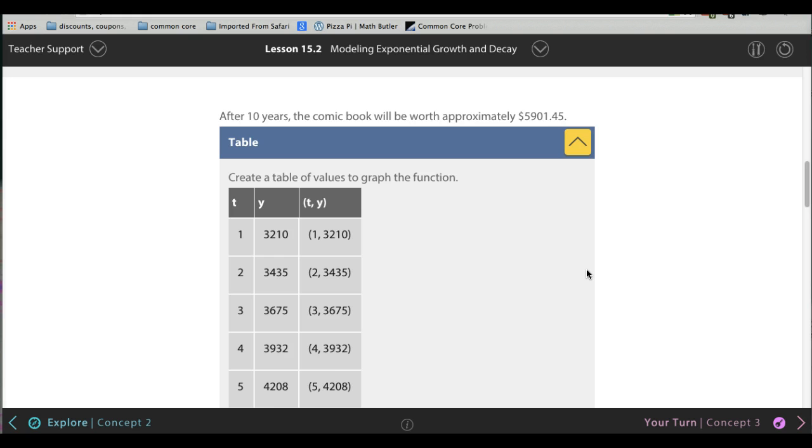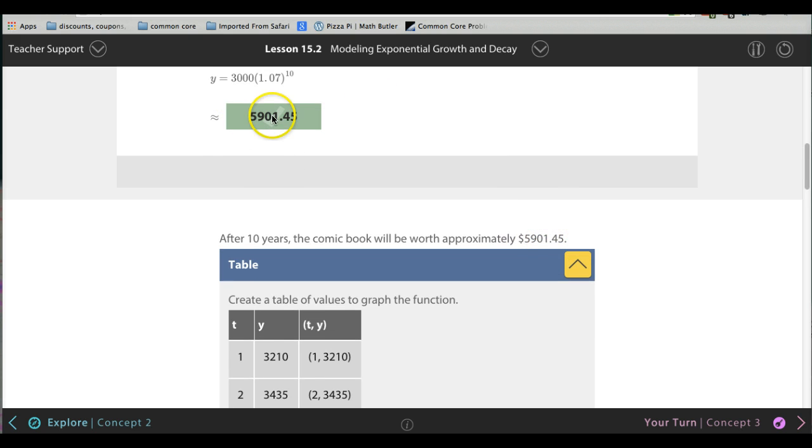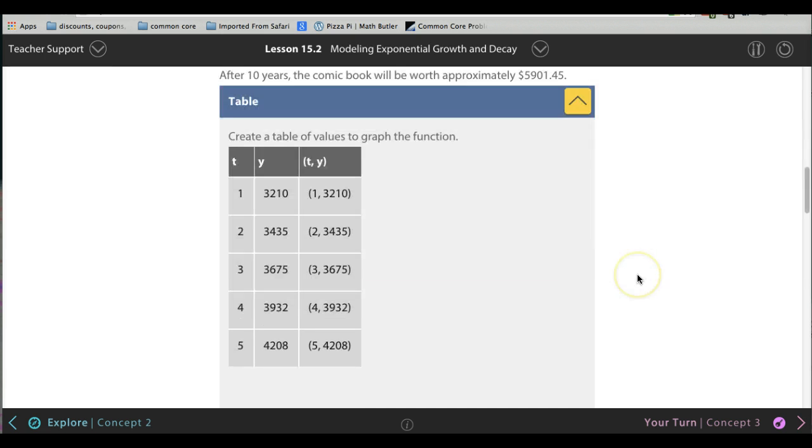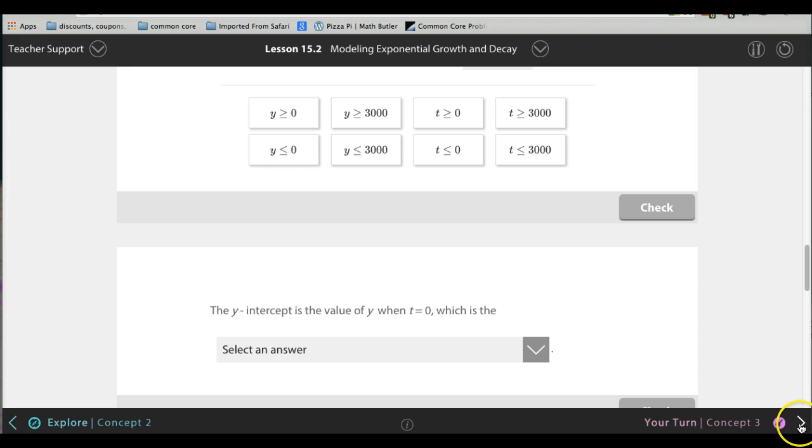And so make sure you do the same thing. And so it says after 10 years, the comic book will be worth approximately $5,901.45. Wow, you could have gotten the answer just by looking here, but of course Miss Choi did not. All right, so then go ahead and continue working on that.